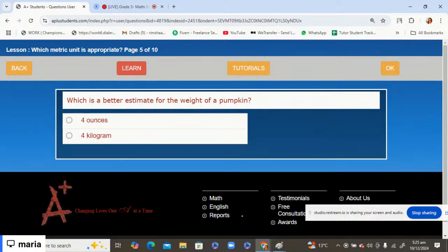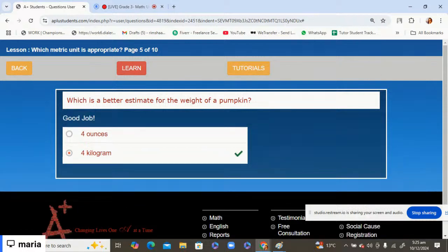Got it? What is the better estimate for the weight of the pumpkin? Here is the weight of the pumpkin. It's ounces or kilograms. A pumpkin is not basically small, and ounces is a very small unit. Okay, so we are using kilograms here, 4 kilograms. Its weight is 4 kilograms.